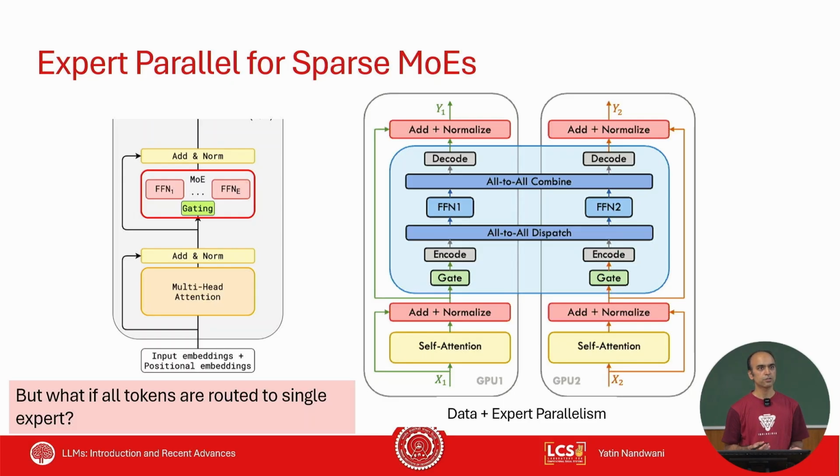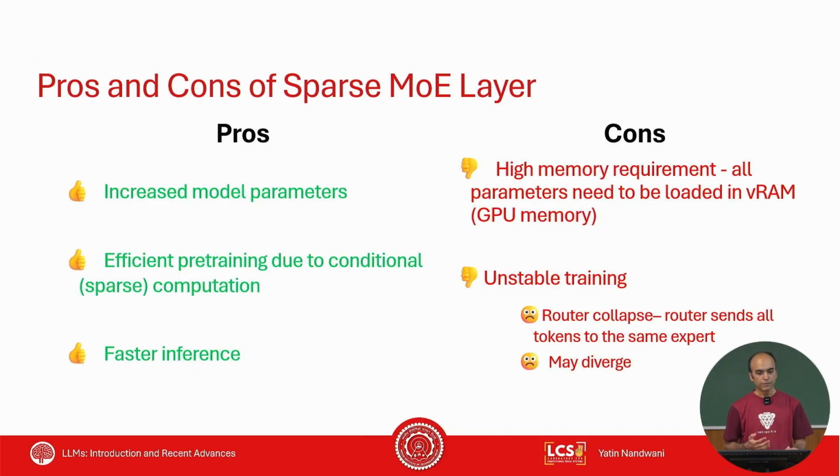So how should we avoid it? Any idea? Any guesses? How should we avoid router collapse? How should we ensure that each expert is used equally? Very good. If one is used more, add some penalty. That is called, have a loss function which penalizes skewed distribution, right? So that's called load balancing loss. We can design that, different papers design it differently.